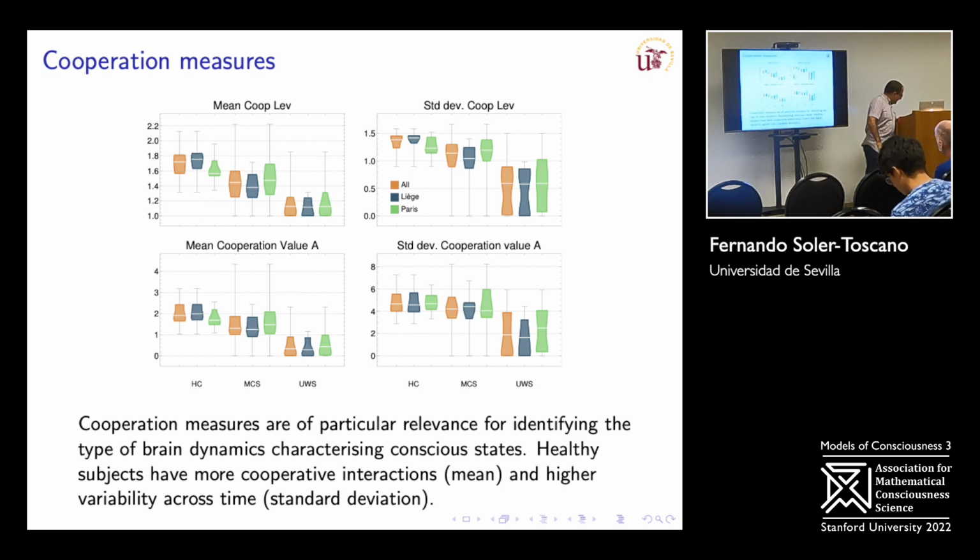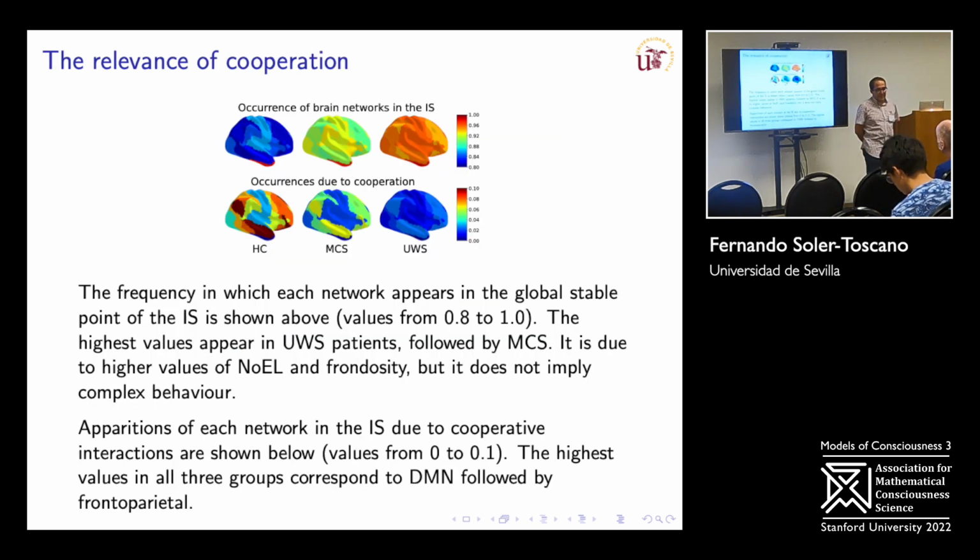And well, an interesting result that we have got with cooperation is that we look in a closer way at the frequency in which each network appears in the global stable point of the information structure.